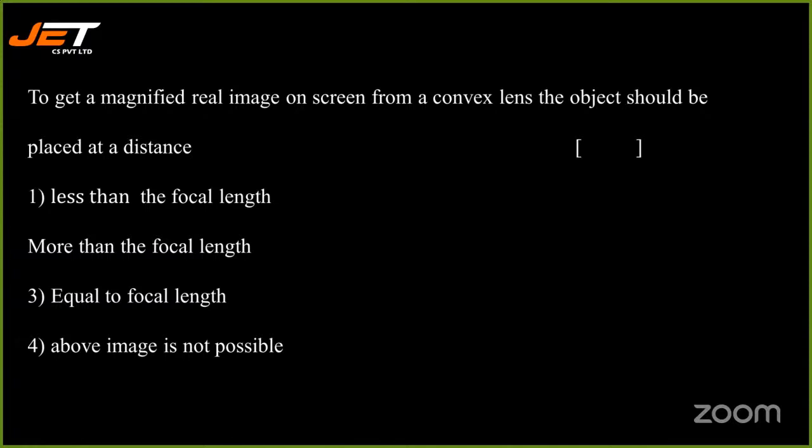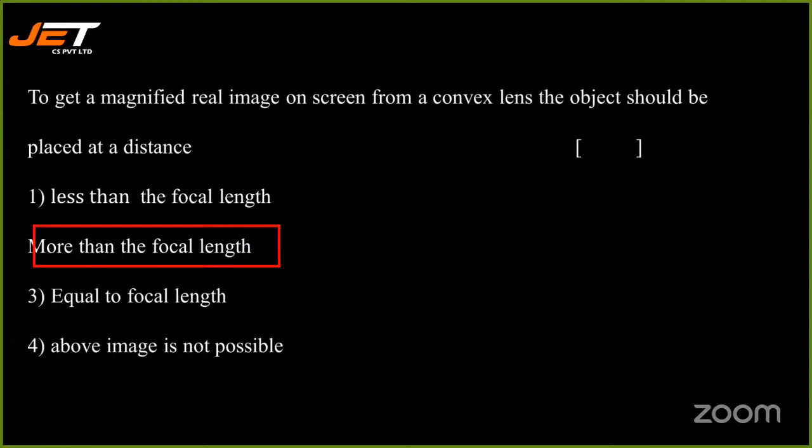Okay. So simple. For a real image, one thing is for sure: the object shouldn't be placed between focus and optic center. If it is between focus and optic center, you get a virtual image. So for a real image, it should be beyond the focal length, or at least on the focal length. But you need to have a magnified image. Then what do you do? You should be putting it at more than the focal length. Only then will you have a magnified real image on the screen from the convex lens.